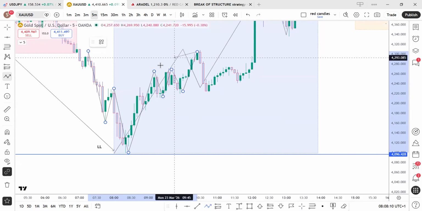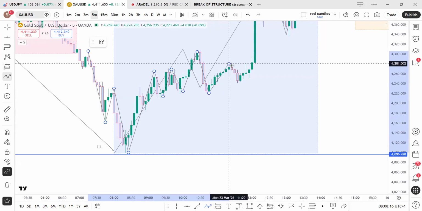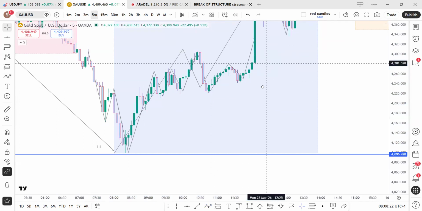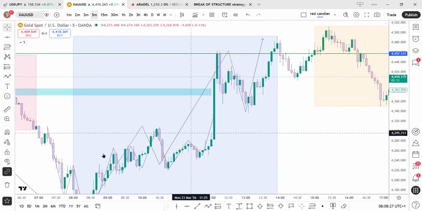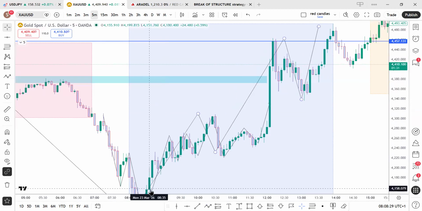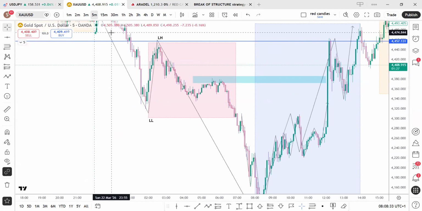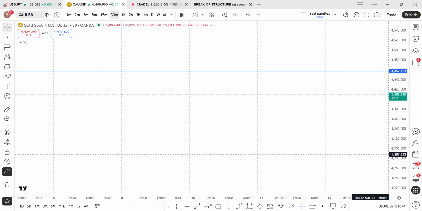It breaks structure again to the highs, comes back down. It still does not break this lower high. It gives you a lower high here, but does not give you a lower low. Then eventually, it gives you this massive push up. So you can see how price moves and creates the same pattern over and over again. So you can decide for yourself, how do I want to trade?